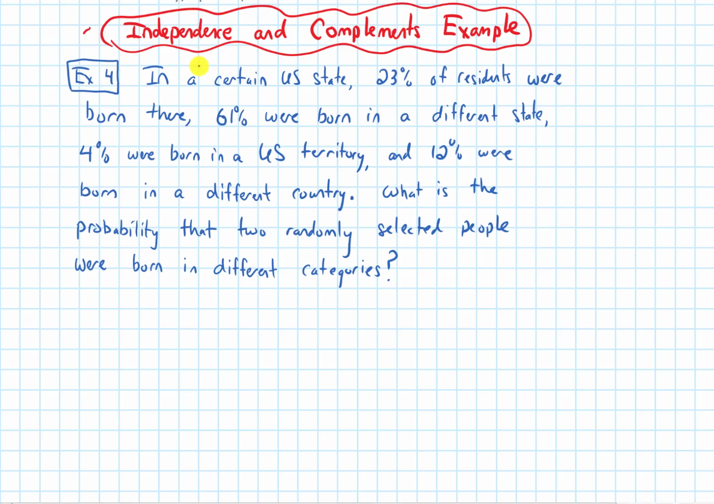The example says, in a certain US state, 23% of residents were born there, so born in that state, 61% were born in a different state, 4% were born in a US territory, and 12% were born in a different country. What is the probability that two randomly selected people were born in different categories? For example, one being born in state and one being born from a different country. So they need to be born in different categories.